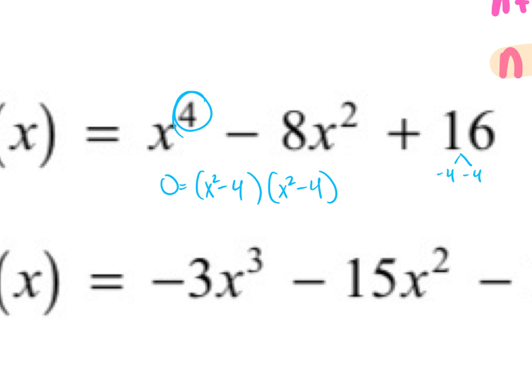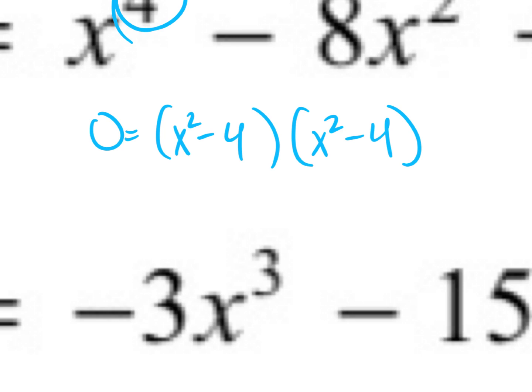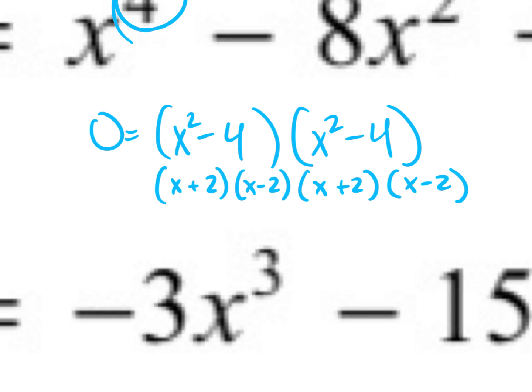Can this be factored anymore? Yeah. We can factor it into x plus 2 and x minus 2, and both of them are the difference of squares. So another x plus 2 and x minus 2. So this was the difference of squares. Both of them. What would I do next? Make them equal to 0.